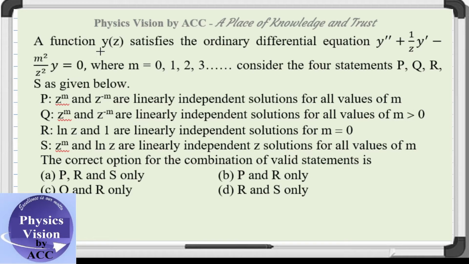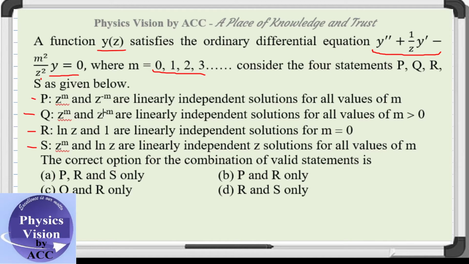The given question is: a function y(z) satisfies this ordinary differential equation, y double dash plus 1 by z y dash minus m squared z square y is equal to 0, where m can take any value from 0 to infinity. So consider the four statements below. These four statements P, Q, R, S are given below.